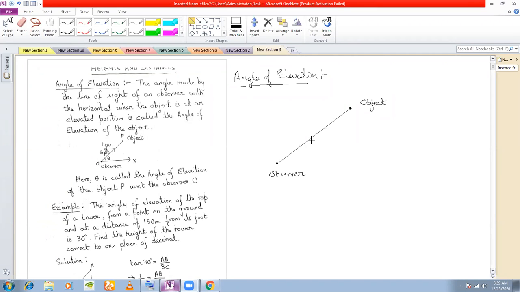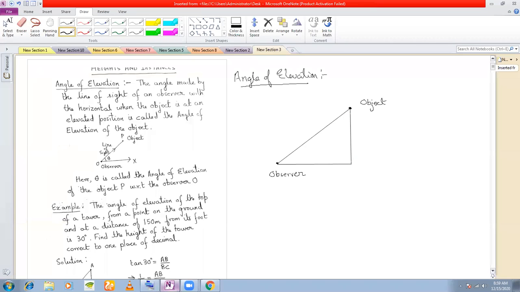Right. So this is the line of sight of the observer. This is your ground level where the observer is standing, or the horizontal, you may call it. Okay. And this is the perpendicular distance of the object from the ground. Okay. So we have joined this.